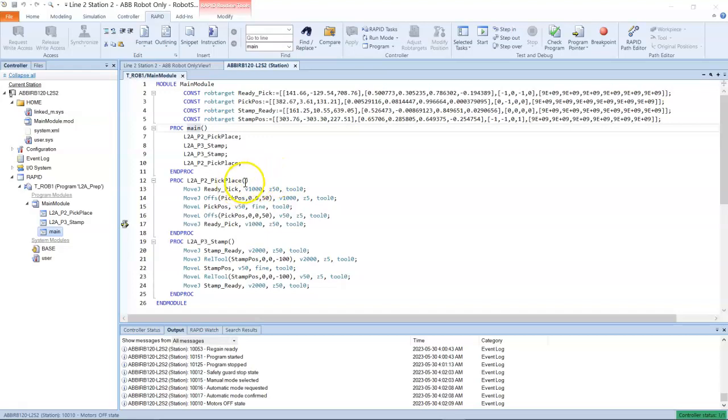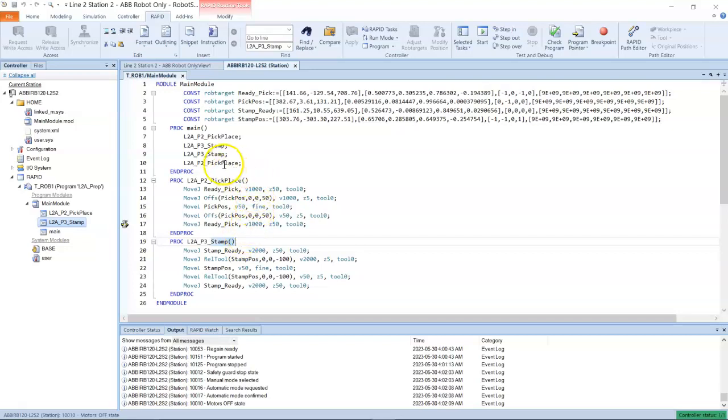In this preparation, I have used an ABB robot for programming, where I have used two stations to carry out the tasks. The first one is the pick place station, from where the part is picked up by the robot, and the stamping station, where the stamping process is done on the part.